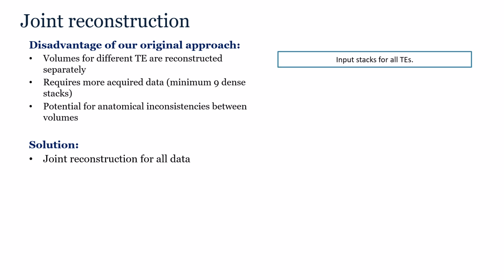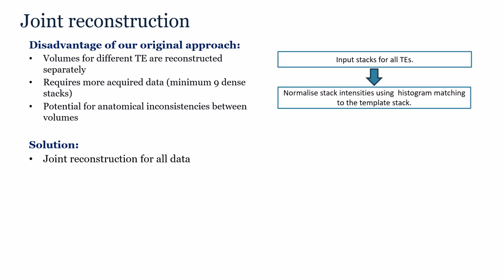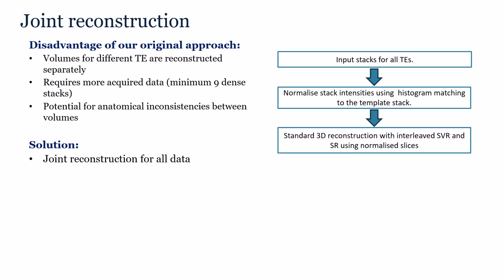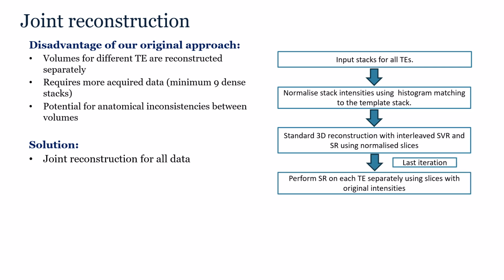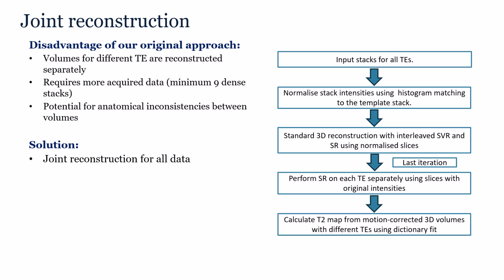We input stacks with all different echo times to the algorithm at the same time. Then we perform histogram matching to obtain similar contrast in all stacks. This is followed by slice-to-volume registration and reconstruction in 3D. This way, motion is consistently corrected in all data. In the last iteration, we perform super-resolution reconstruction for each echo time separately and using original intensities before histogram matching. We calculate the T2 maps the same way as in our previous work.